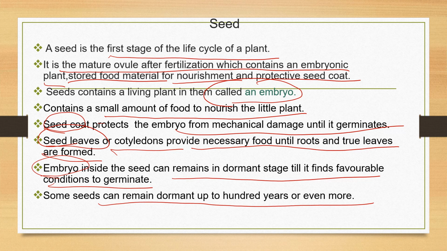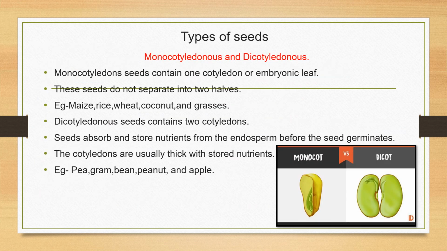Now let us see the structure of dicot and monocot seeds and the types of different seeds. Here we should learn about the types of seeds. Mainly we are discussing 4 types of seeds, and first we will start with the monocotyledonous and the dicotyledonous. In your previous classes you have already studied this.